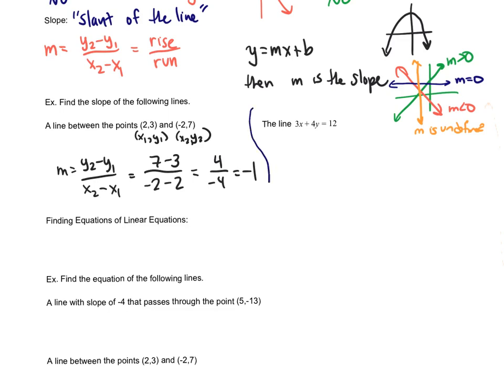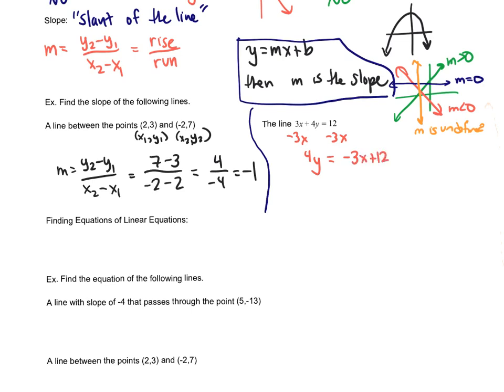Now the second one you see, it says you have the line 3x plus 4y equals 12. So we can't use the y equals mx plus b here because the problem with this equation is it does not have y by itself. So the first thing I'm going to do is get y by itself. So I'll subtract 3x from both sides. So I get 4y equals -3x plus 12.